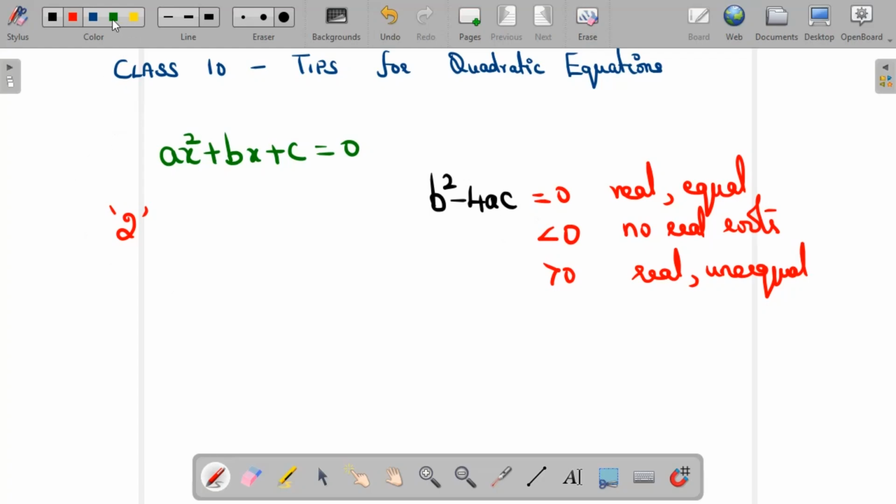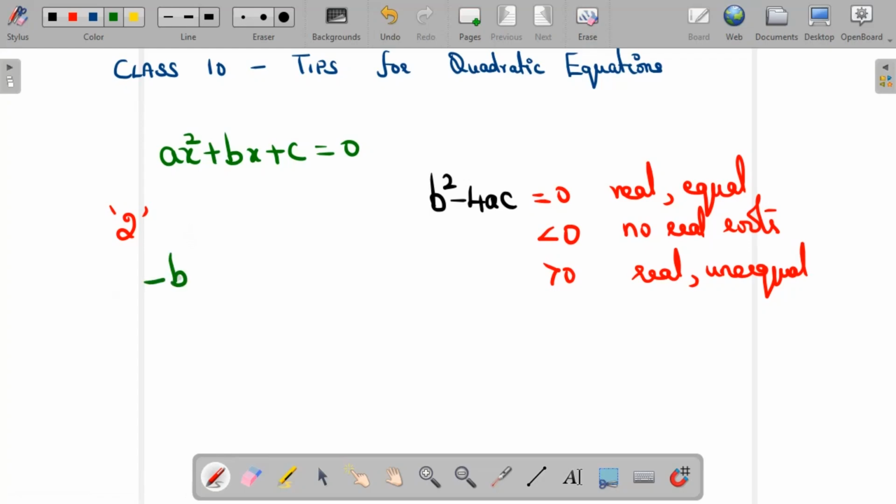Also, we know how to find the zeros of the quadratic equation, normally by splitting the middle term. In case you are not able to split the middle term, or you have some irrational coefficients where you find splitting uncomfortable, we have an alternate formula to find the roots.